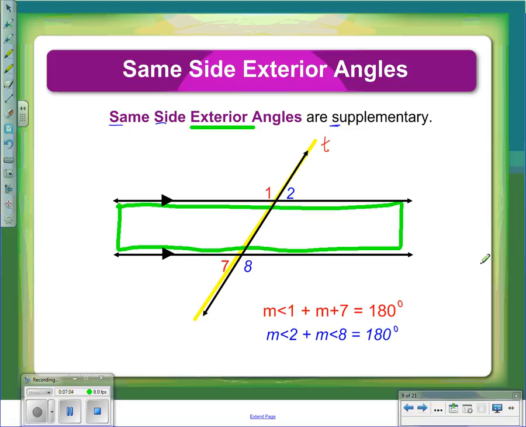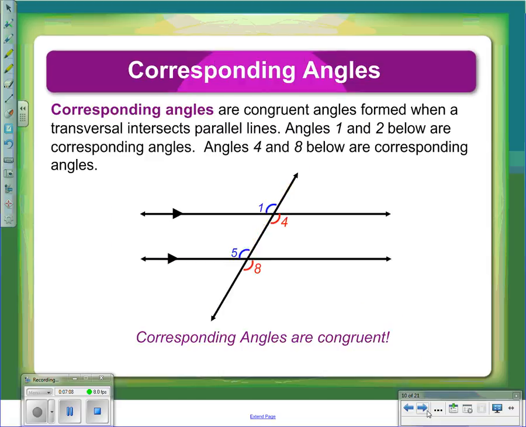The next set of angles that we looked at were corresponding angles. So when you look at corresponding angles, again, let's look at our transversal. I'm highlighting my transversal. If you have your highlighter out, it's an awesome thing to do. Highlight your transversal, label it T. Corresponding angles are congruent, and they are formed when the transversal intersects the parallel lines. That's what we have, parallel lines, transversal.